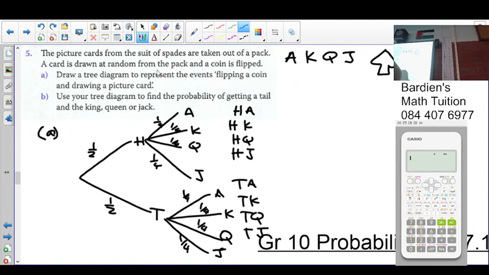So in other words, if you look at what they're looking for, they're saying you must get the tails, so you can only go down this branch. Not so? Then it can be get a king, so is that one? Queen, which is that one? Or jack, which is that one? So it's only those three I'm going to consider. You guys understand? So let's look at the calculation now.